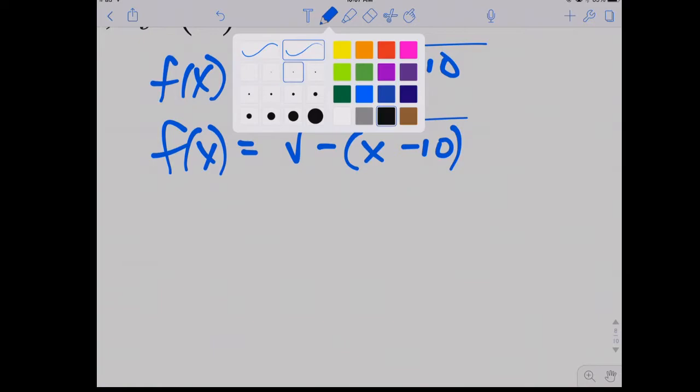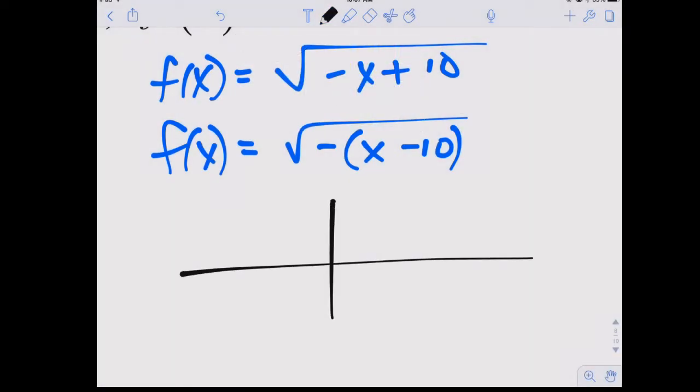So very quickly, let's sketch that. The parent function was the square root of x. And what does the negative in front of the x do to any graph? Flips it, or reflects it across the y-axis, right? If your x's are interchanging, positive x, negative x, that happens across the y-axis. So this guy opens up to the left, and of course the minus 10 moves him up, down, left or right? To the right 10. So it looks like that.